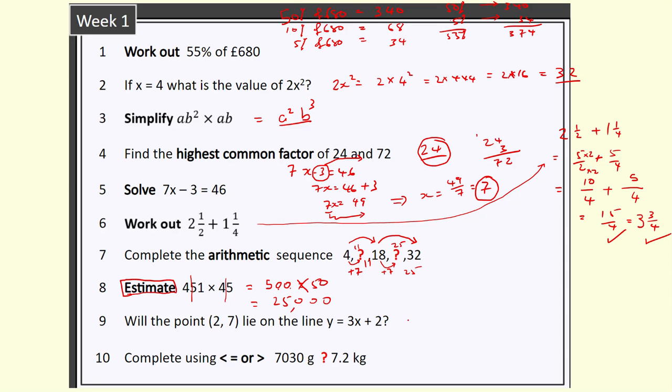Will the point (2, 7) lie on the line y equals 3x plus 2? Well, we have to check. These are coordinates here for a point. That's the x coordinate and that's the y coordinate. So we can substitute in this equation. Y to tell us is 7. So this implies then that 7 is going to be equal to 3 times the x number, which is 2, times 2 plus 2 from there. That means 7 is equal to 3 times 2 is 6, plus 2 is 8. But 7 is not equal to 8. We can actually write that here like that. It's not equal to 8. So it does not lie on the line.